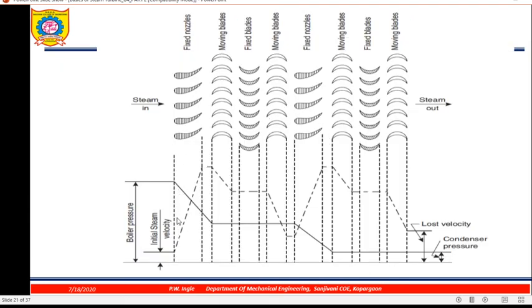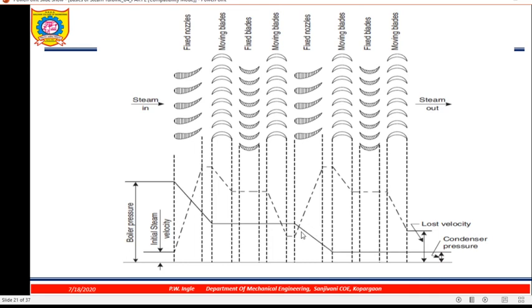Now here you see, pressure reduces, velocity increases, then velocity decreases, pressure remains constant. Then again it enters the fixed plate. These fixed plates are just used to guide the steam to the next stage moving blade. So pressure remains constant, velocity also remains constant. Now in the moving blade, velocity reduces but pressure remains constant. So it is a reduction of velocity, correct? Then it enters the fixed plate again.